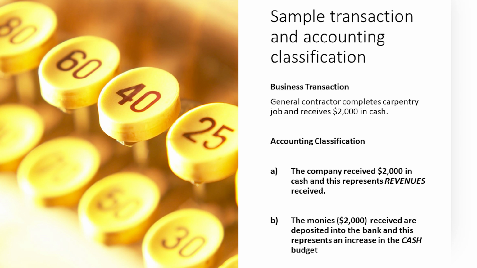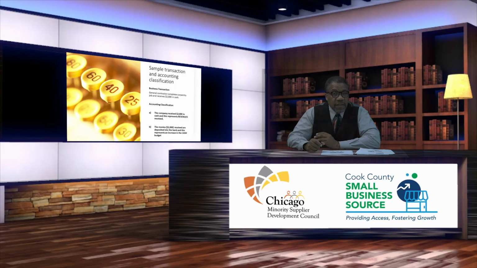The second, the monies received are deposited into the bank. And this represents an increase in the cash account at the bank. So because cash is going up, we know that's the definition that's used in accounting. So cash in accounting represents the bank account. So now we know two items are going to be classified in this one transaction. One is going to be revenues. The $2,000 represents revenue, and the $2,000 represents cash going into the bank. So therefore, we flag it as cash as well.